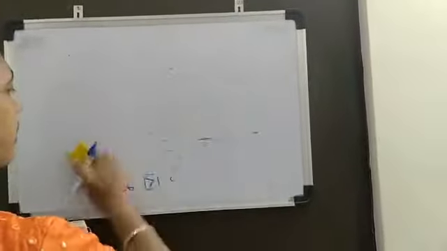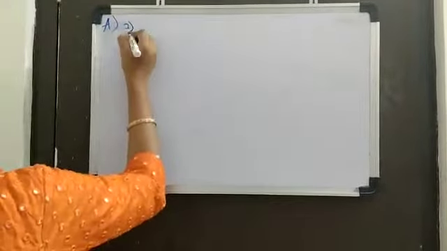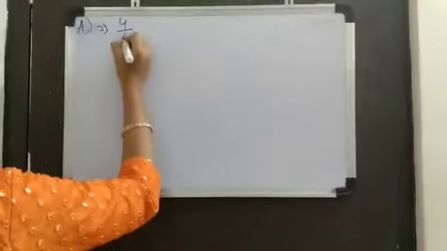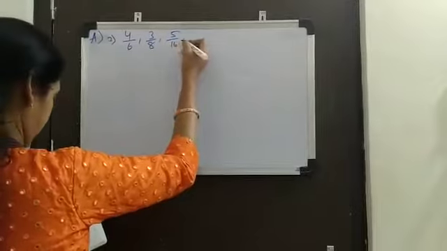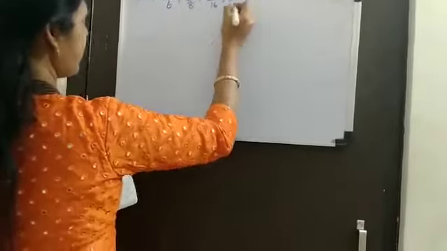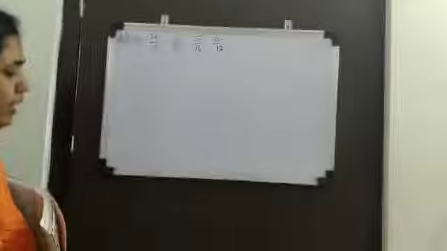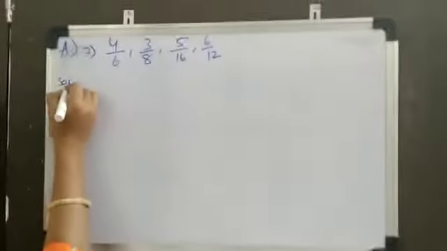So first one is the a bit. In that third one they are asking to put these fractions into ascending order: 4 by 6, 3 by 8, 5 by 16 and 6 by 12. If you observe, these all are unlike fractions with different denominators. Okay, we'll start the solution.